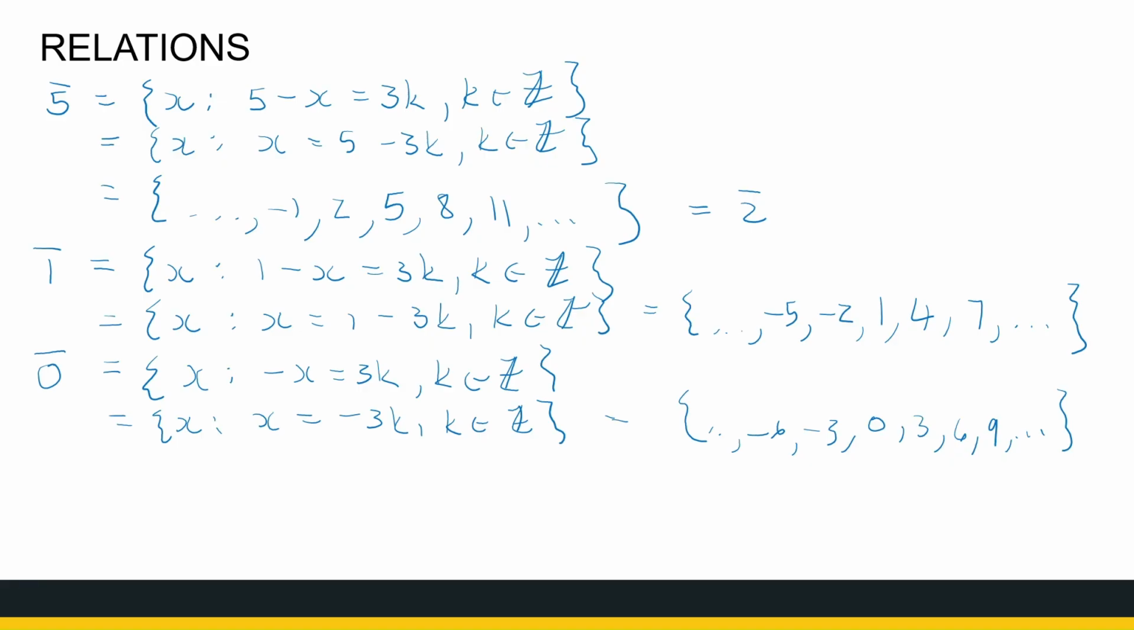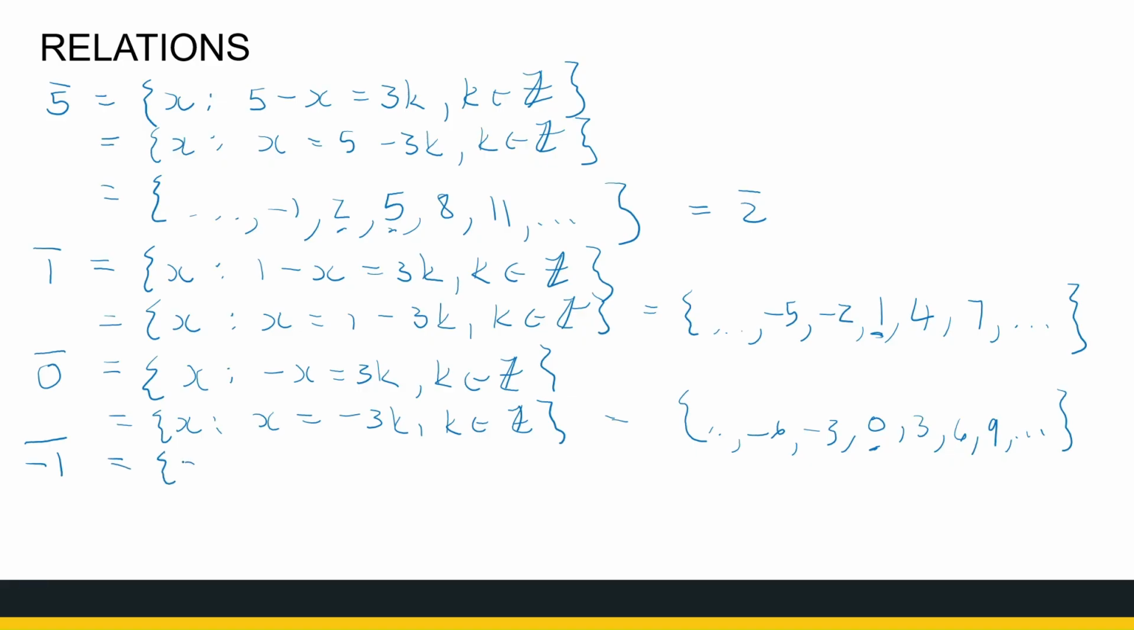Now, please notice, 1 is in its own equivalence class. 0 is in its own equivalence class. 2 was in its own equivalence class. 5 is in its own equivalence class. So the question is, how many different equivalence classes are there? What about negative numbers? We look at all of the integers.